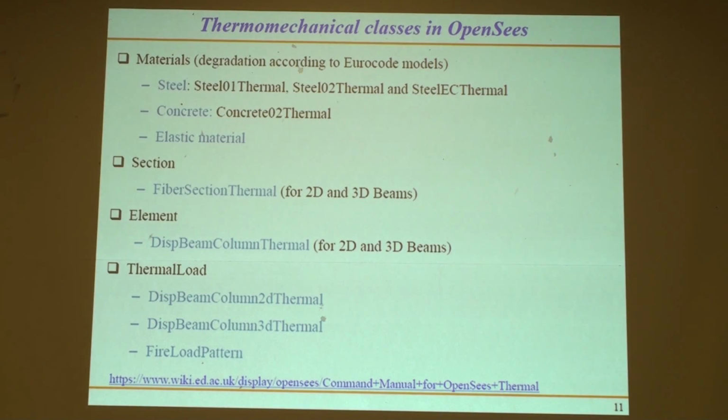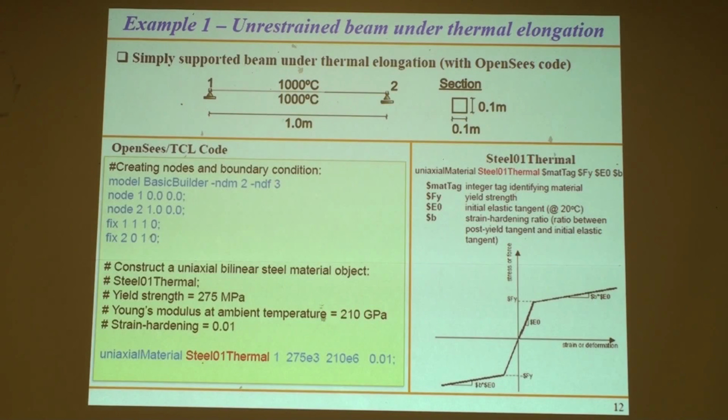So here is a list of the current elements, sections, and materials that are already implemented. And the results that I'm going to be showing you next in the validation are using the displacement beam column thermal and using Steel 01 and the elastic material. In the interest of time, I'm not showing anything related to concrete. So, very, very simple examples, just to show you how easy it is now to use this fire component, let's look at a simply supported beam under thermal elongation.